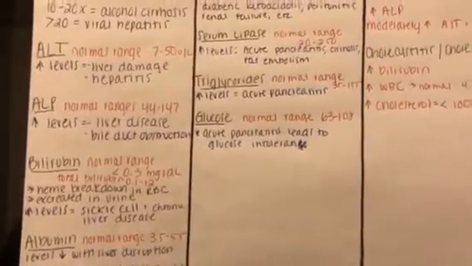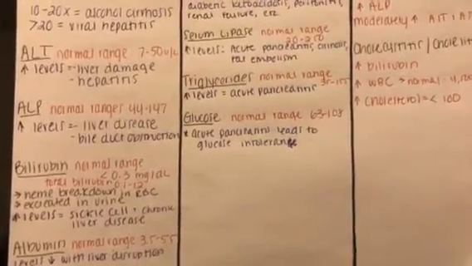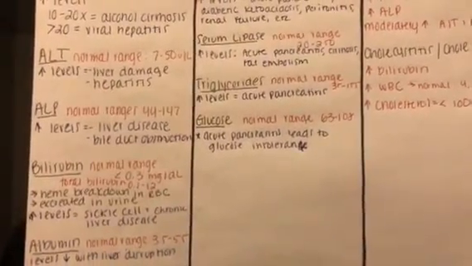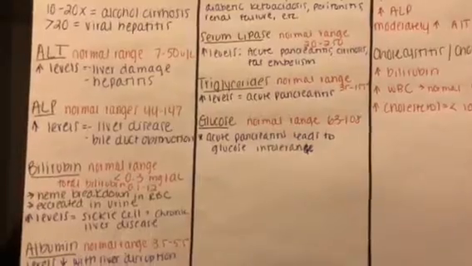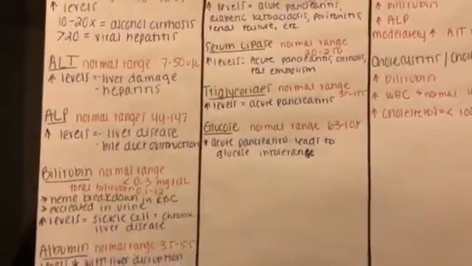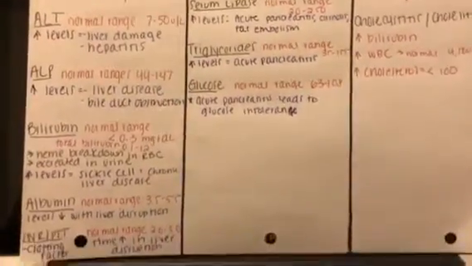Next we have bilirubin. The normal range for bilirubin is less than 0.3, and your total bilirubin is between 0.1 and 1.2. Bilirubin is the heme breakdown in your red blood cells. It's excreted in the urine. High levels indicate sickle cell and chronic liver disease.